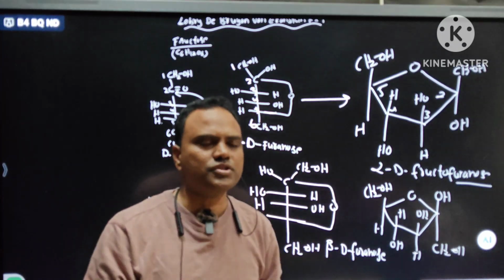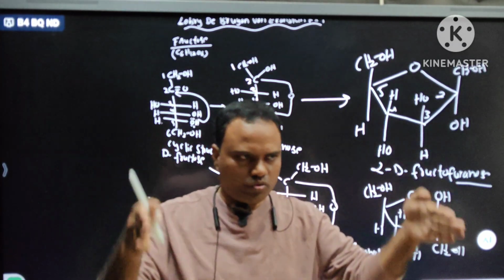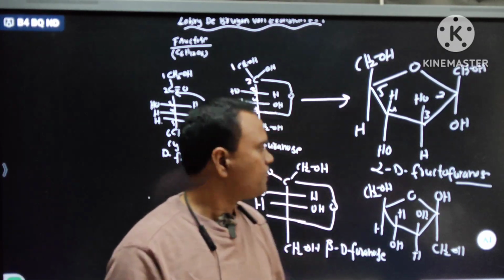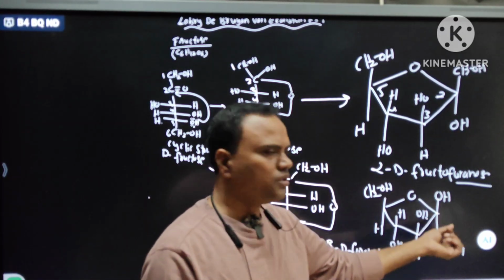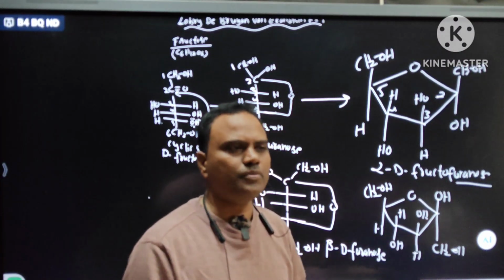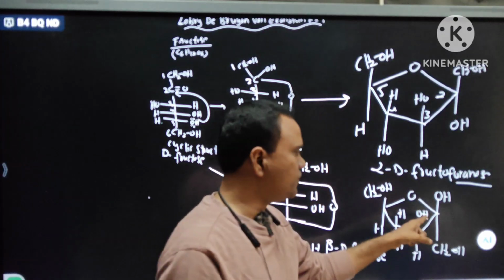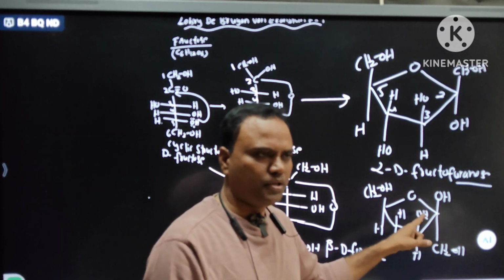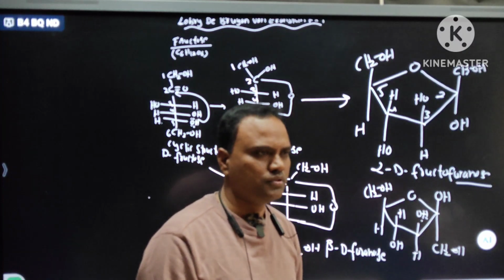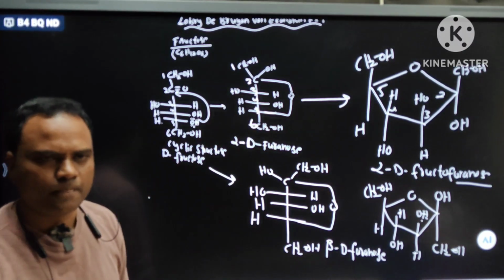How did we write the glucose structure? Tell me. Two OH groups down, in the middle opposite. Here in the beta, OH will come up. In the middle, OH groups are opposite only, but the first OH will come up. But in glucose, OH is down. That is the difference. At fifth carbon, CH2OH is always up only.